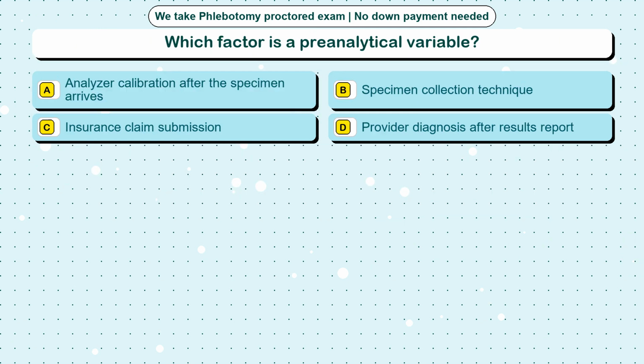Question 55. Which factor is a pre-analytical variable? Option A, analyzer calibration after the specimen arrives.